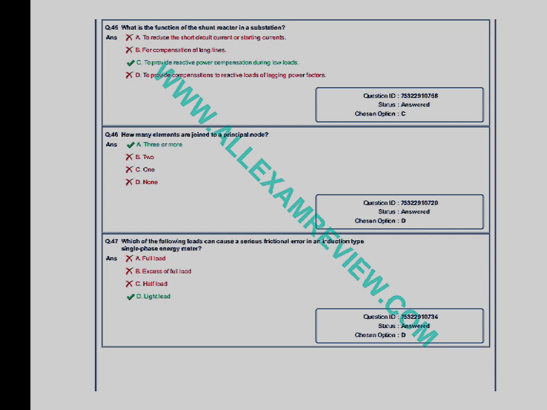Question number 47. Which of the following loads can cause a serious frictional error in induction type single phase energy meter? Light load. Light load can cause a serious frictional error in induction type single phase meter. We have to use high load, full load. Okay.